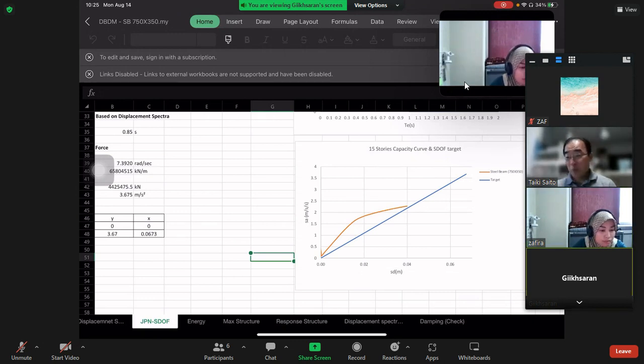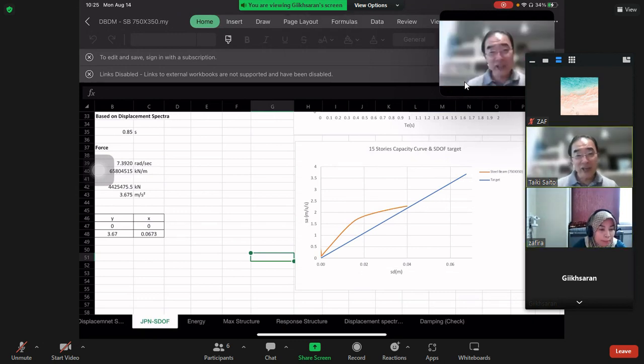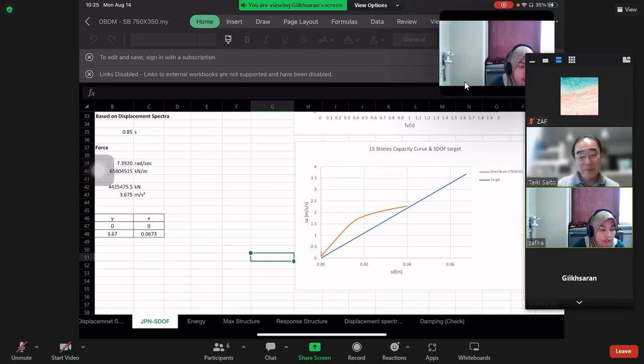Sorry, I still don't understand, it's confusing. 1 over 100 or 1 over 250? Which one? Actually, she started from 1 over 100 for the pushover to get the top story drift, and then she used the top story drift to do the cyclic for 1 over 250.